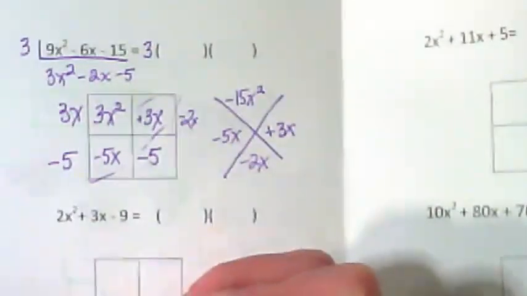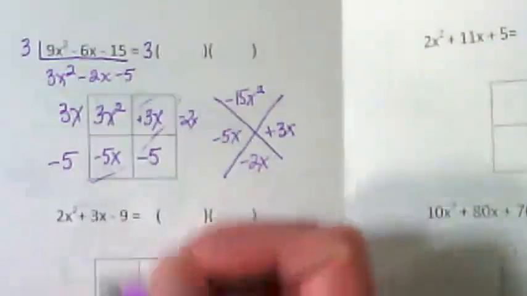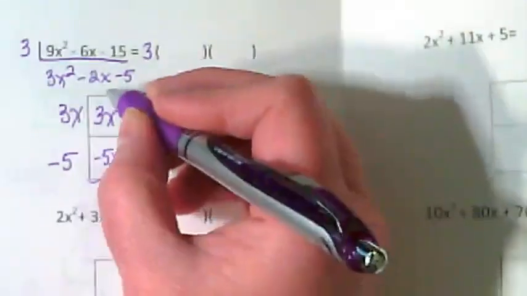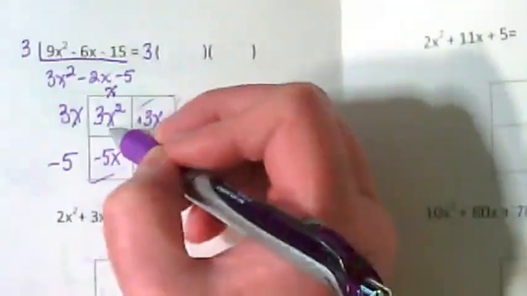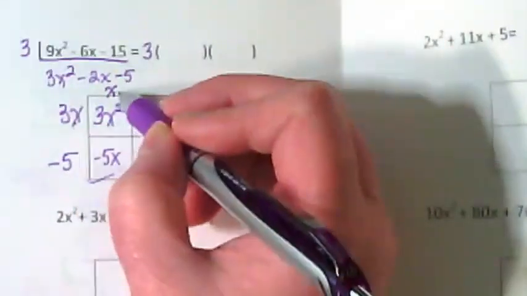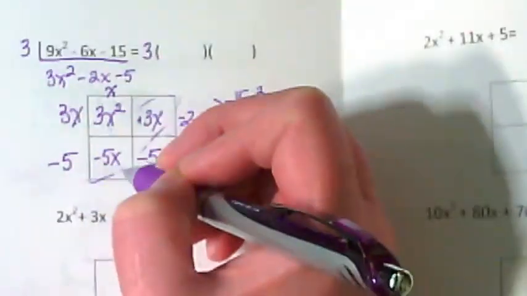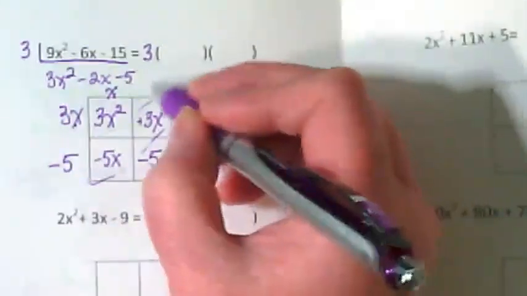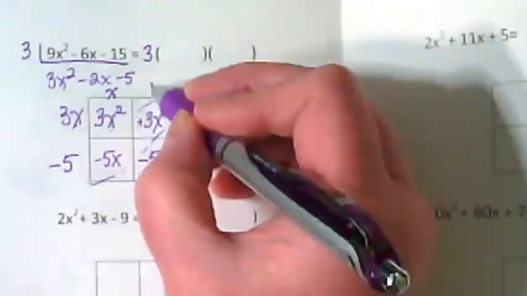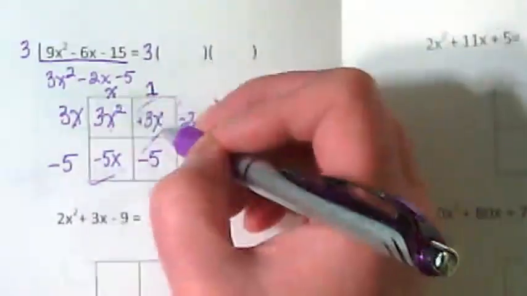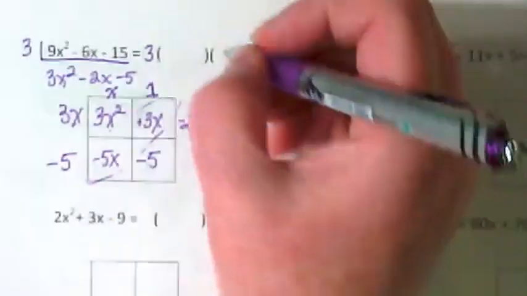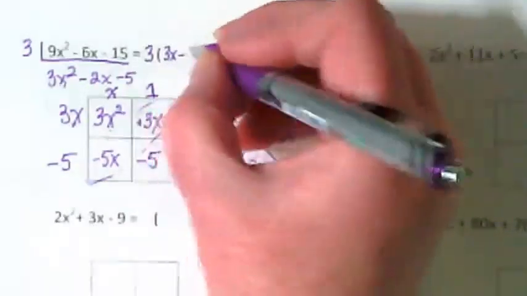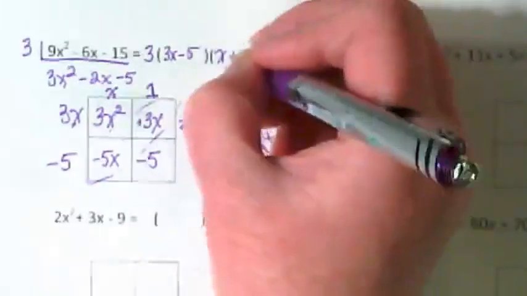What do I need to put across the top to make these multiply down and get what I want? I'm going to put an x here with an invisible 1 in front of it. Does x times 3x get me 3x squared? Does x times negative 5 get me negative 5x? What's missing here? Yeah. 1 times 3x gets me 3x. 1 times negative 5 gets me negative 5. That means my answer is 3x minus 5 and x plus 1.